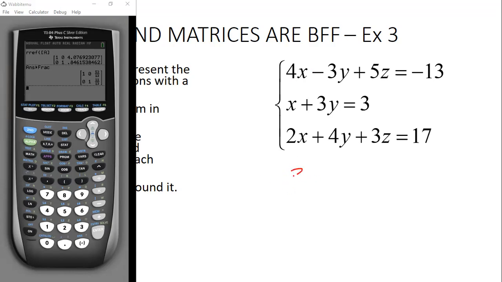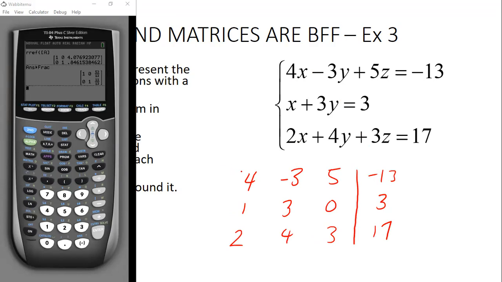So we have 4, -3, 5, -13. We have 1, 3, 0 because our z is missing, and we have 3. We have 2, 4, 3, and 17. Again, if you want to draw the line to separate your coefficients from your constants, you can. Is it really necessary? It's not. This time you're looking for x equals, y equals, and z equals.